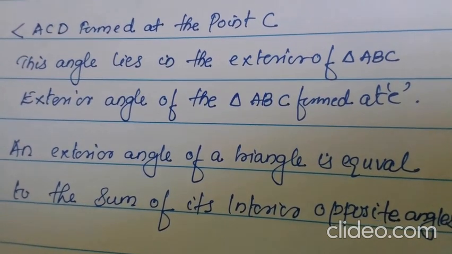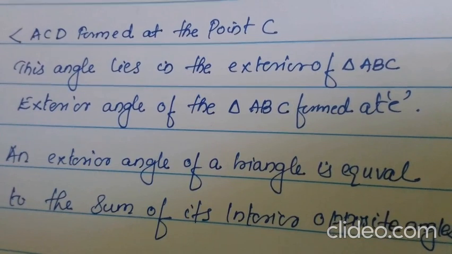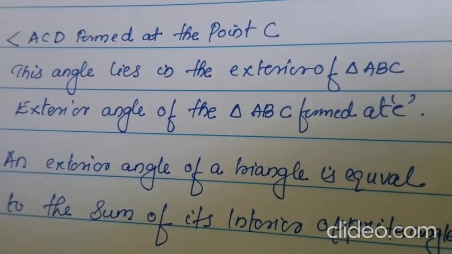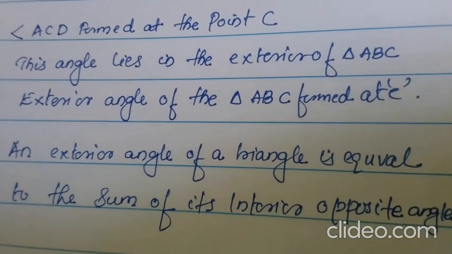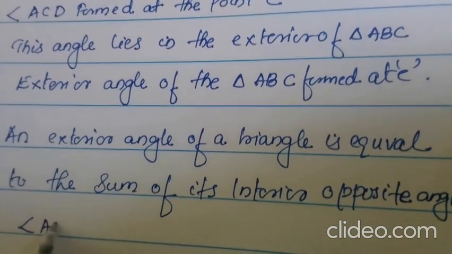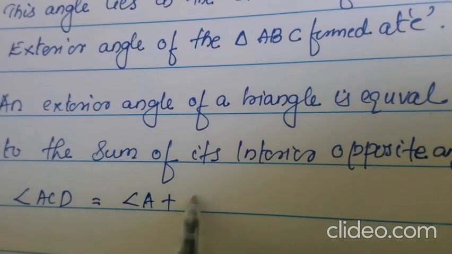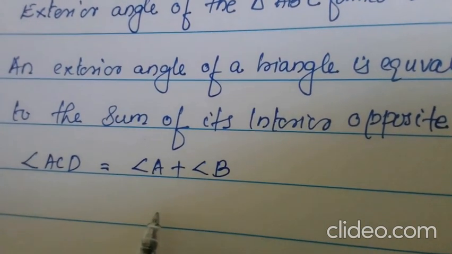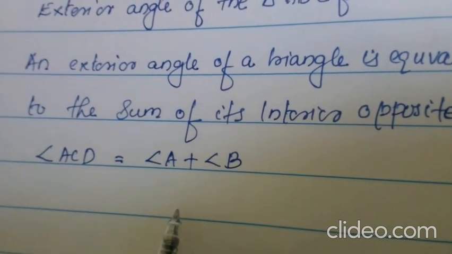Look at the figure. In this figure, triangle ABC, which is the interior opposite angle? That is angle A plus angle B. Is it? Which is the exterior angle? Angle ACD. So, angle ACD is equal to angle A plus angle B. Understood? This is the exterior angle of triangle and its property.